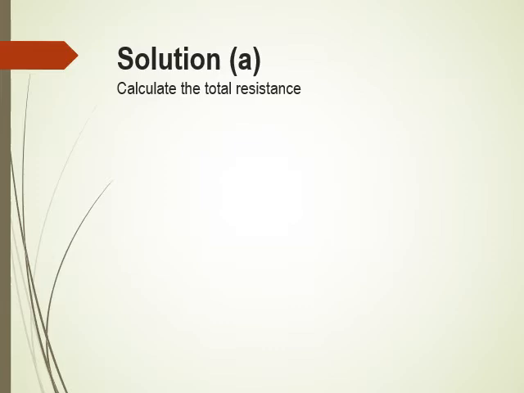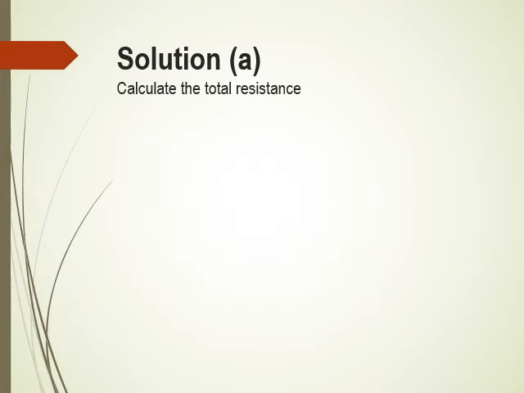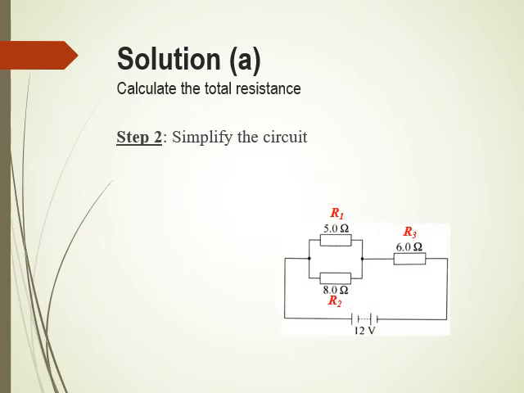To calculate the total resistance in the circuit, as usual, in step 1, I would like to label the diagram first. So I'm going to label the 5 ohm resistor as R1, the 8 ohm resistor as R2, and the 6 ohm resistor as R3. Step 2. Simplify the circuit. So how are we going to simplify it? Let's look at the diagram again. So we have 3 resistors in the circuit.